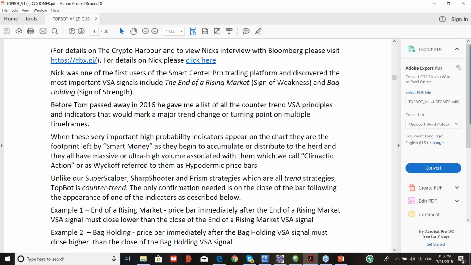I repeat, the end of a rising market and bag holding. Now, I'm not going to read the rest of this document to you, but I can tell you that I'm going to teach this principle to you today. But I'm going to teach it in such a way that I'm going to show you it from the moment it alerted me to what the market did bar by bar and where the market ended up.